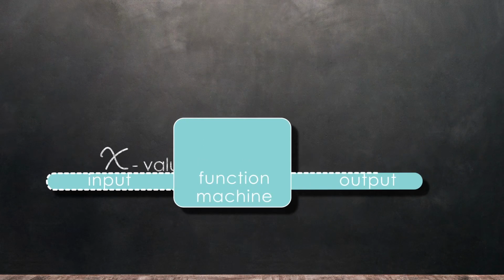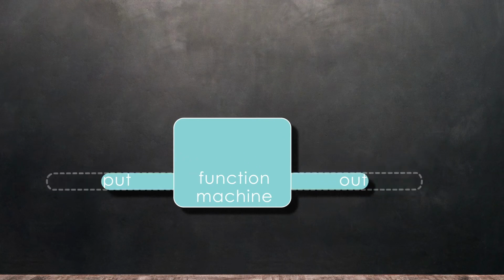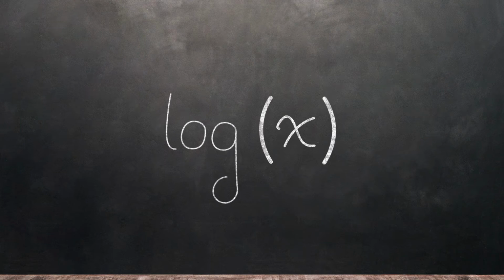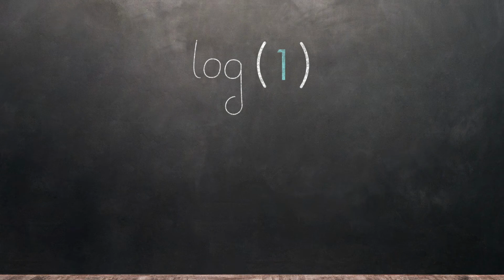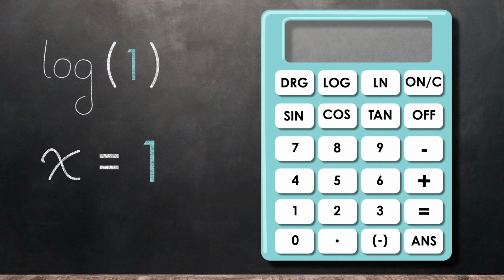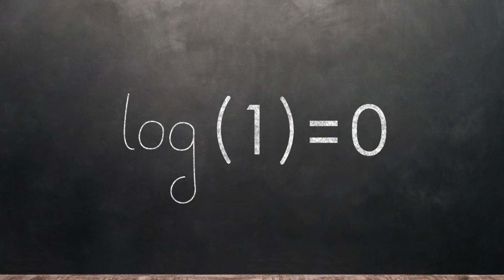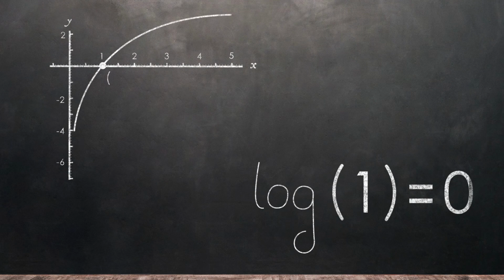Logarithmic functions take on x values as input and output y values. If we substitute a value in for x in the argument, we are evaluating the function at the value of x indicated. For example, consider log of 1. This means that we are evaluating the function at x equals 1. This can be done by simply inputting it into your calculator. Log of 1 is equal to 0, which tells us that there is a point on the graph at 1 and 0.